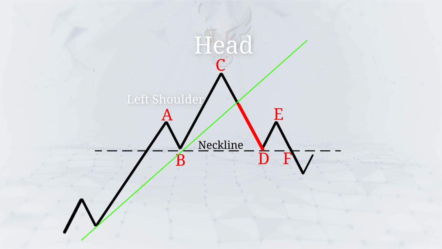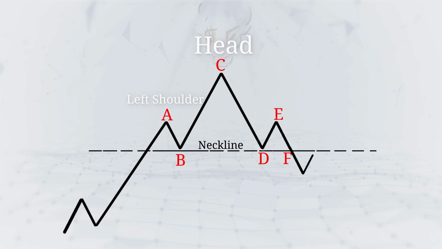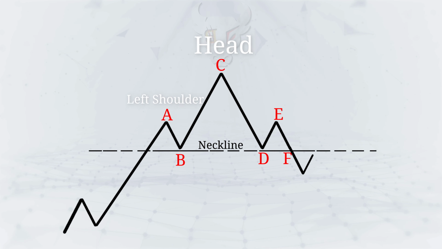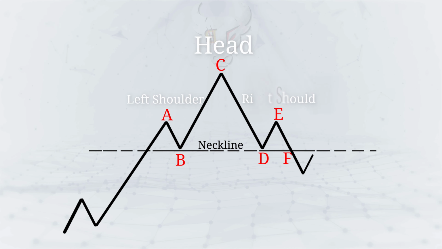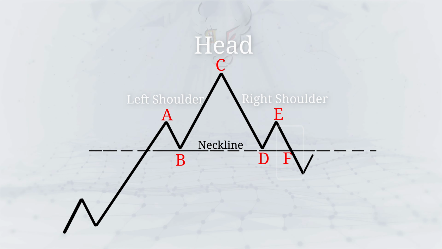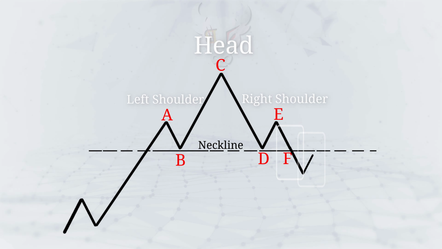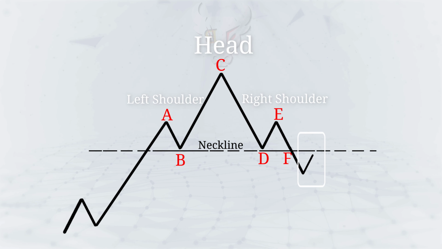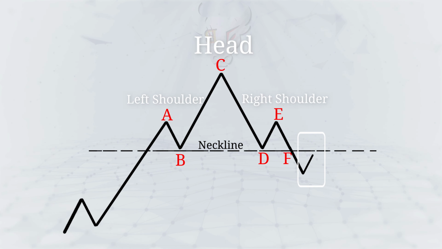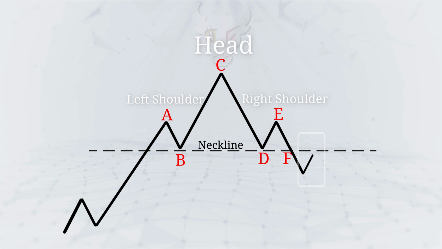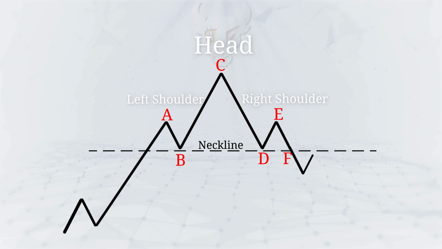Stage 5. An upward movement with low volume that can't reach the previous peak and forms the right shoulder. Stage 6. Breaking the neckline downward with high volume. And finally, Stage 7. An upward corrective rally toward the neckline that most of the time can't even reach the bottom of the neckline.